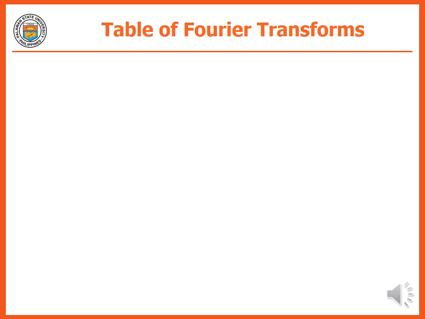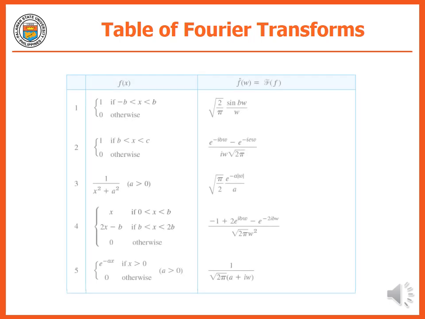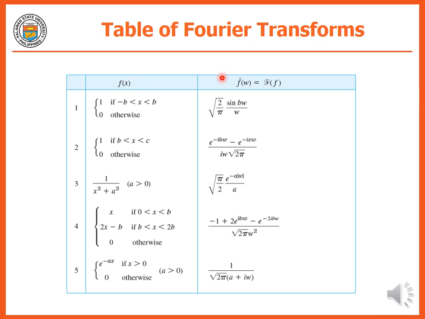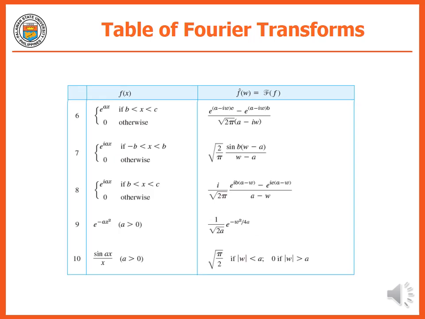For this slide, we have the table of Fourier transforms. For the first column, we have the given f of x, and the next column is the Fourier transform of f of x. This is the continuation of the table.